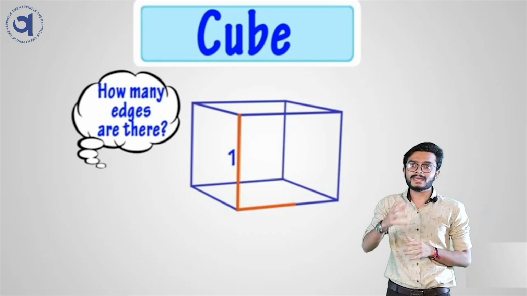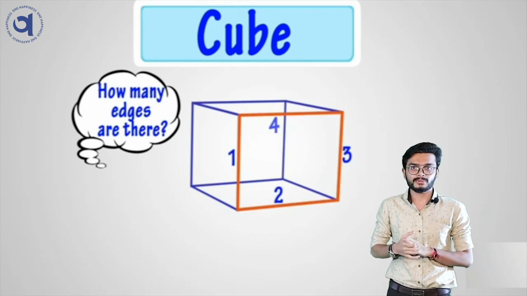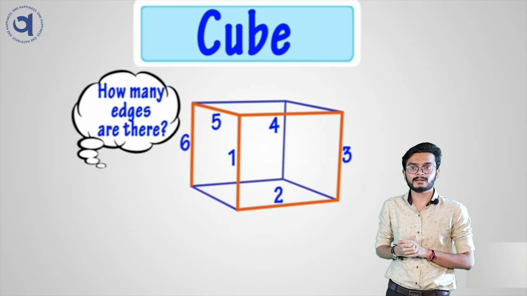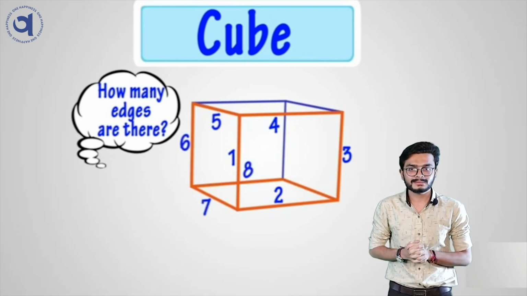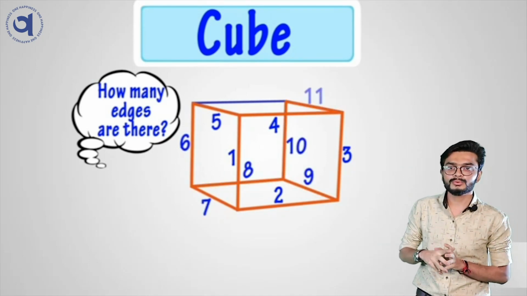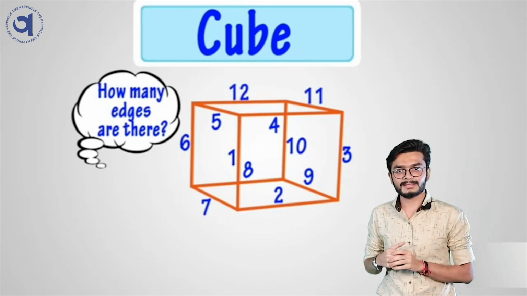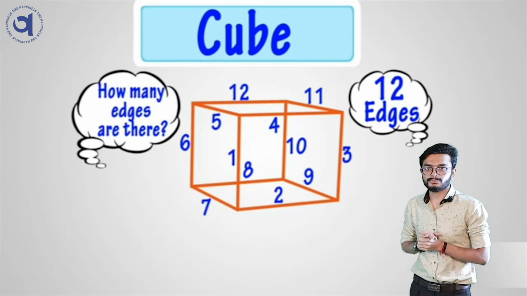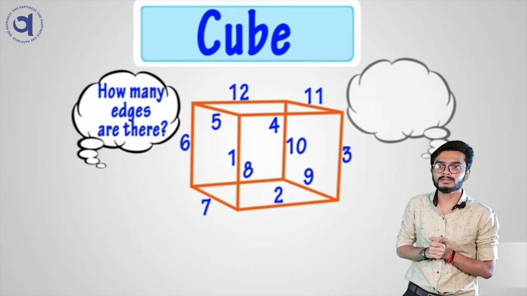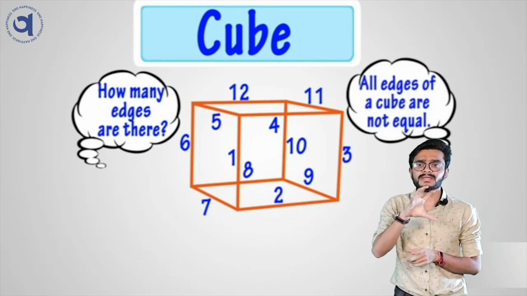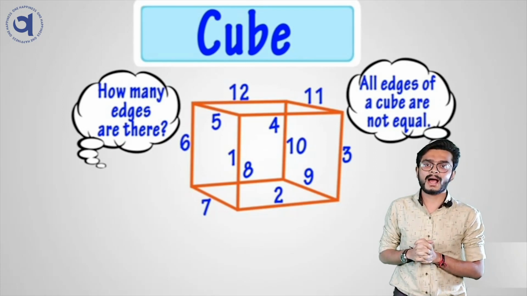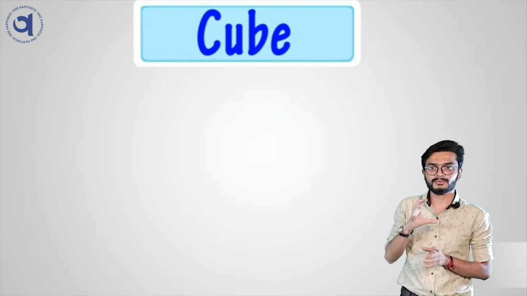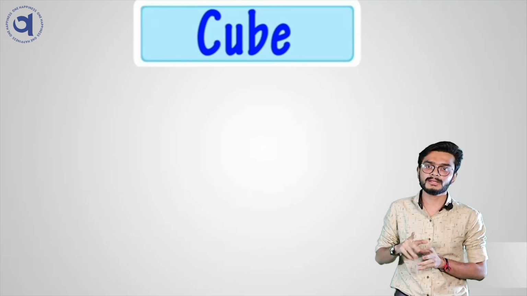Now how many edges are there in the cube? We have to count in total the edges which are present in the cube. So we can say it total 1, 2, 3, 4, 5, 6, 7, 8, 9, 10, 11 and 12. 12 edges are there in the cube. Each and every edge of the cube is equal.